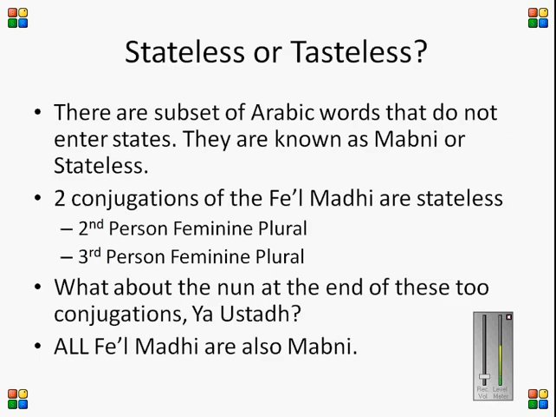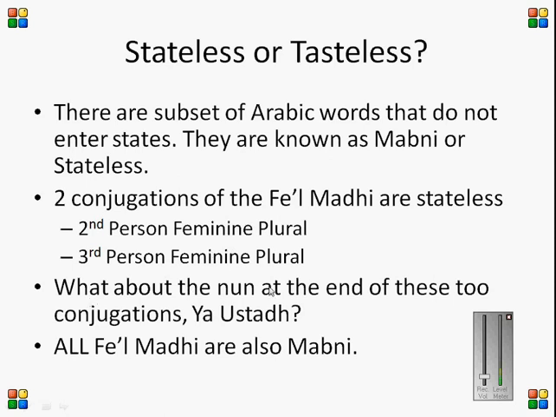Stateless, or mabni. There is a subset of Arabic words that do not enter states. They are known as mabni, or stateless. Now, 2 conjugations of the fi'l mudari, the present tense, are stateless: the second person feminine plural and the third person feminine plural. So these 2 conjugations of the present tense don't have a state.